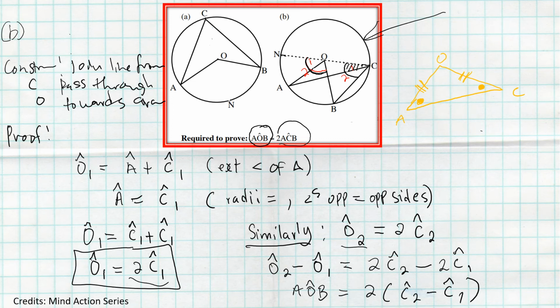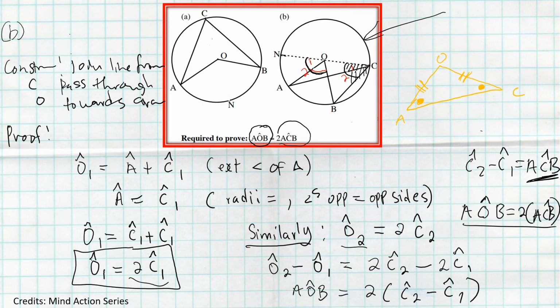And we already said C2 minus C1 is the same as this angle there, which is angle ACB. If you take C2 and minus C1, you'll have ACB. It means that where there is C2 minus C1, I'm just going to replace it with angle ACB. And that's how you prove that theorem: the angle at the center, AOB, is the same as 2 times the angle at the circumference, which is ACB.